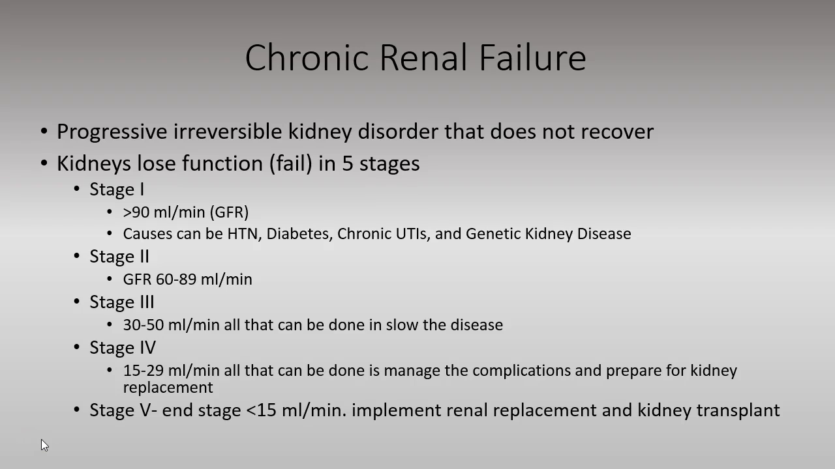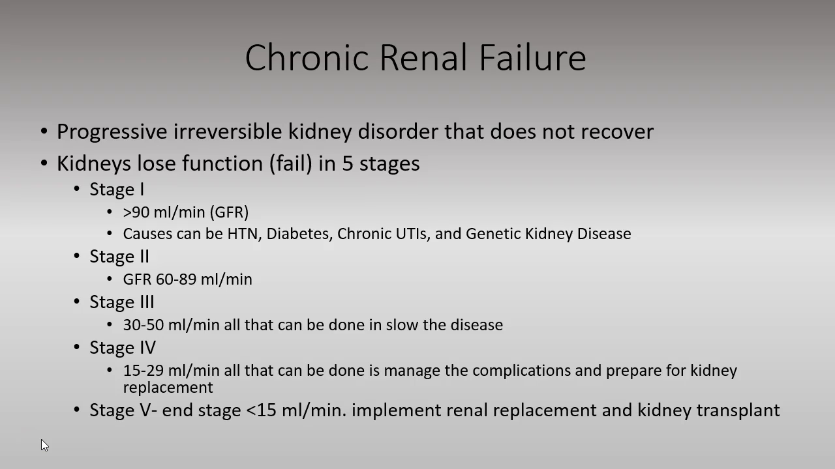With stage 2, you have a glomerular filtration rate of 60 to 89 milliliters per minute. Again, the hypertension, the diabetes, medications, and there's a million different reasons why your kidneys could be failing. And stage 2 is just an extension of stage 1. It's just that the glomerular filtration rate is less. With stage 3, it's 30 to 50 milliliters per minute, and the only thing you can do at this point is really just slow the disease process.